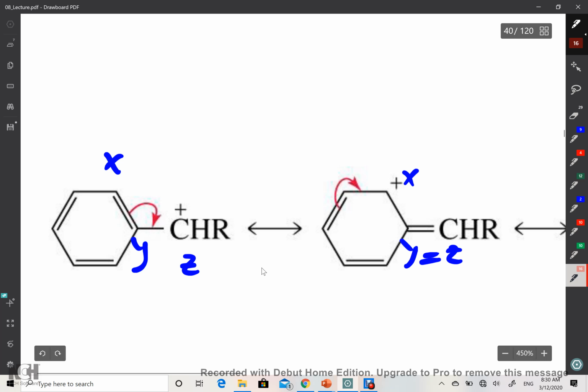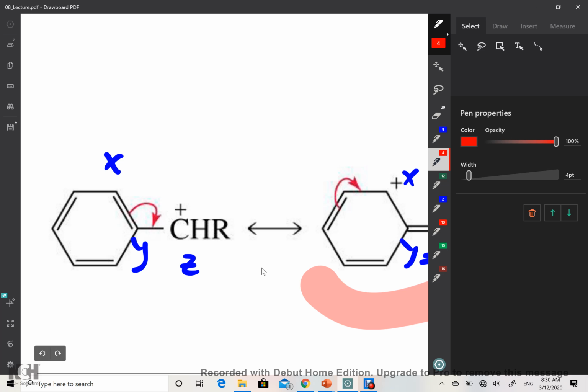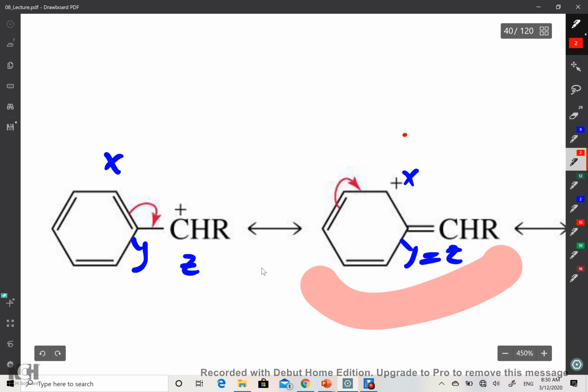When I observe this structure, I see in it another allylic system. When I observe my resonance structure, I see in it another allylic system. So when I observe here, I notice I have a new allylic system, my X, my Y, and my Z. Do you see that? I can see another allylic system in there.